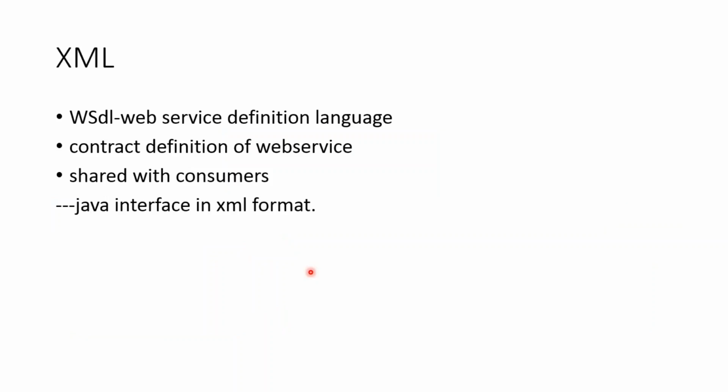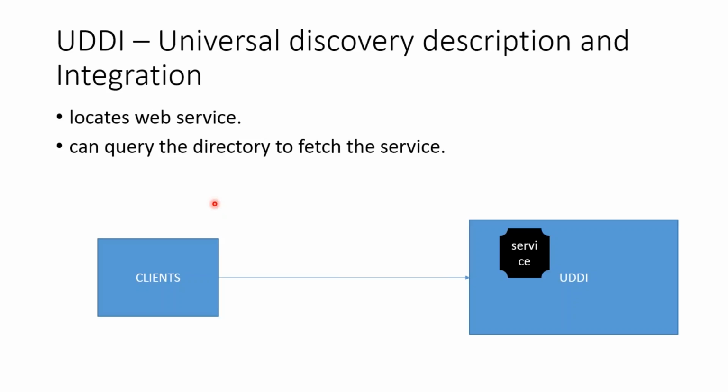Similarly, when you want to publish web services, you will go with the WSDL, web service definition language. It is the contract definition of the web service. You can say it is an interface. It is shared with the consumers, and it is a Java interface in the XML format. We'll have a look at this.